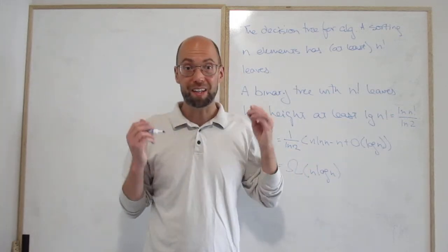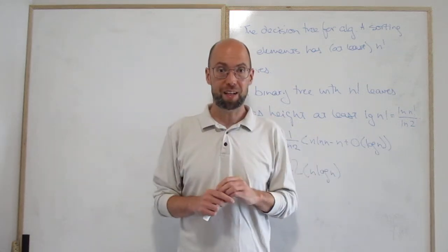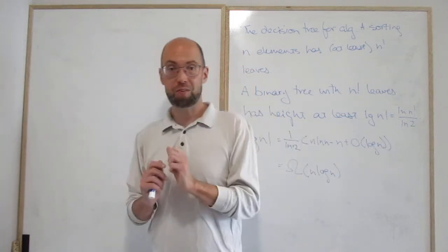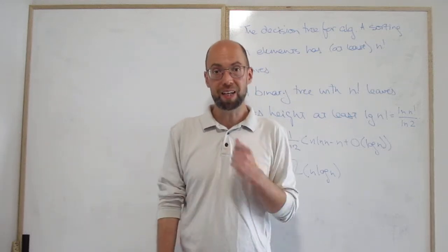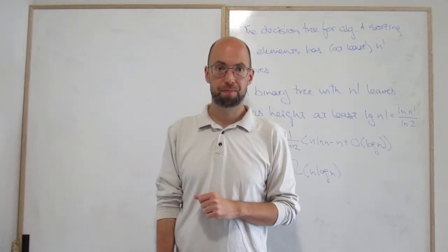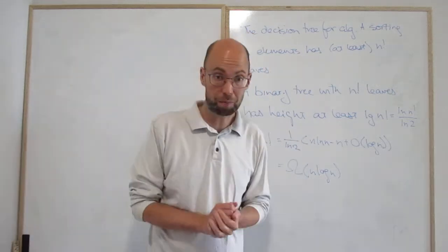That means that in the worst case, for any comparison-based algorithm, there is some permutation of the n elements for which it does omega n log n comparisons. Okay? Good. So we have a lower bound for comparison-based sorting.